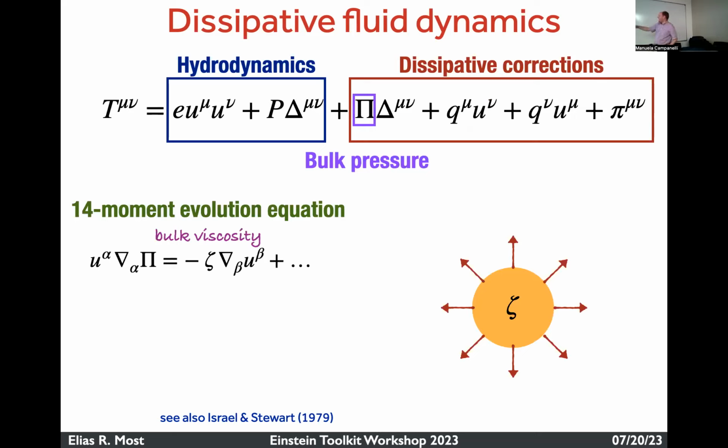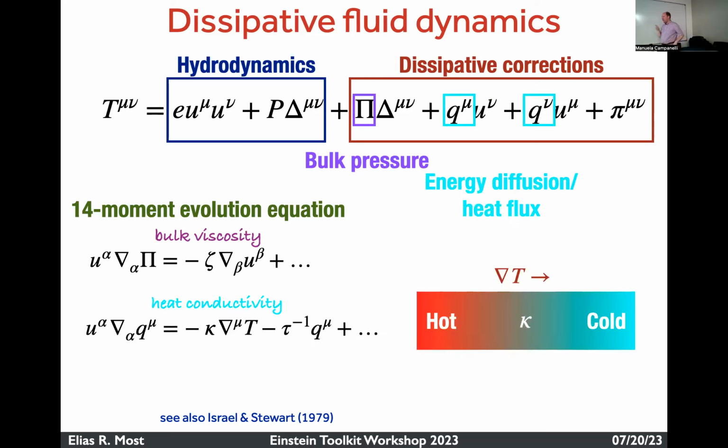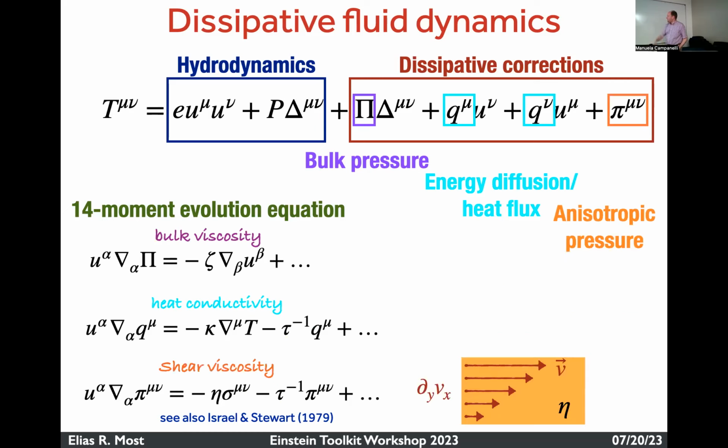So you have this pi guy, this encodes bulk viscosity, so this is resistance to compression. You have heat fluxes. This encodes how temperature gradients are included in your system. And you can also do shear viscosity, where basically your shear flow has some certain resistance, same as resistivity for the flow, and you can incorporate this as well.